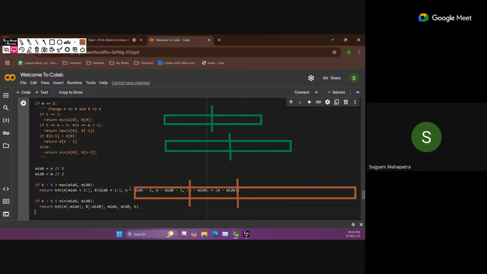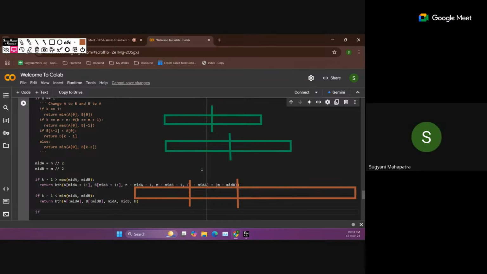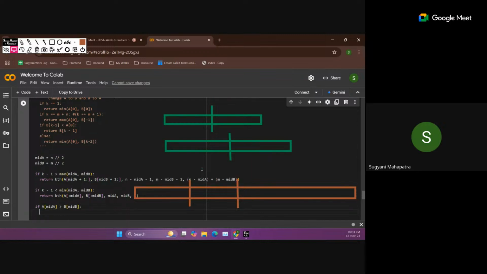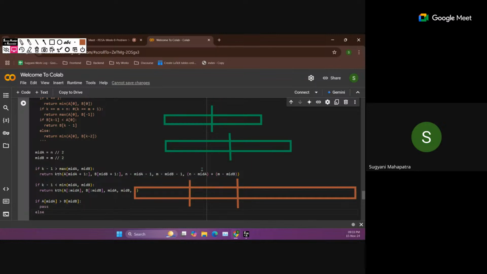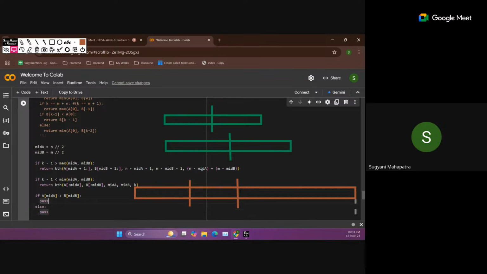Now I have to look at the value of A of middle and B of middle. What happens if A of middle is greater than B of middle? What happens in the other scenario, when A of middle of A is greater than B of middle of B?